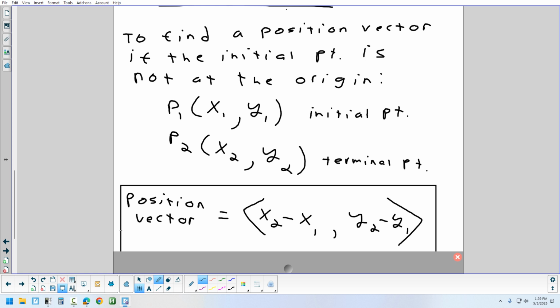Wait, position vector? What does that mean? It's a vector that starts at the origin. Isn't that every vector? No, you can draw a vector wherever you want on the graph. Oh, I thought we were talking about subtracting. Okay, so to figure out a position vector, which is a vector that starts at the origin, if they don't give you one, take your terminal point and subtract your initial point. Do that for the x's, and do it again for the y's.